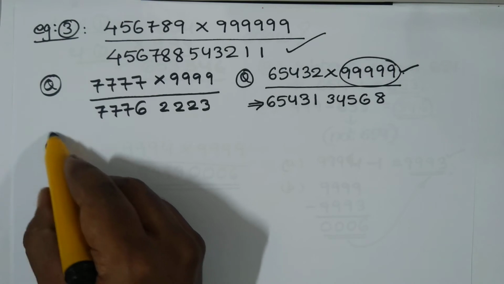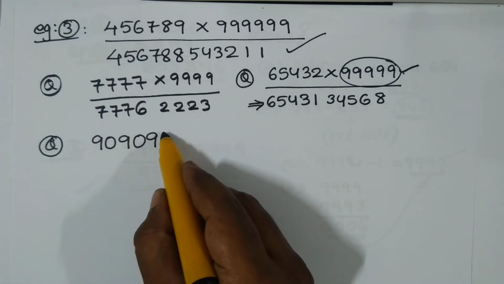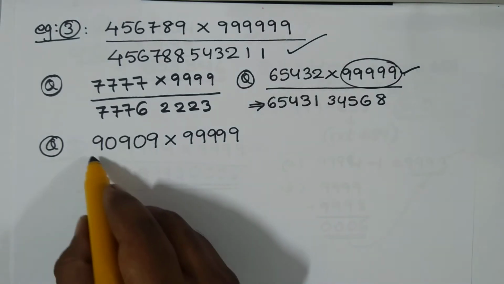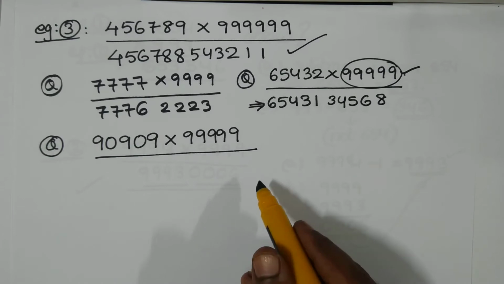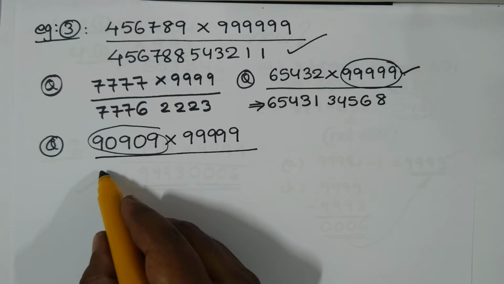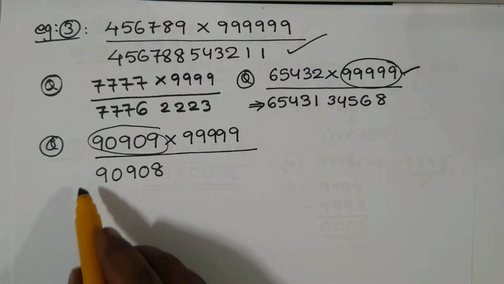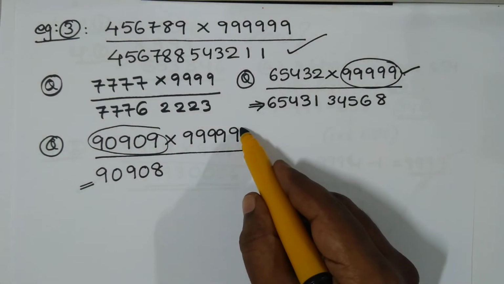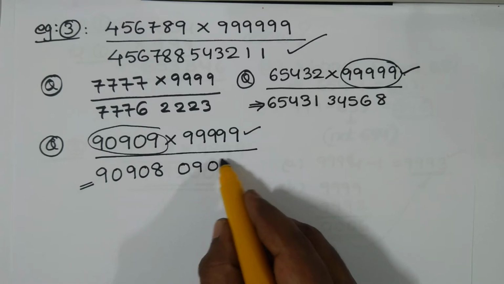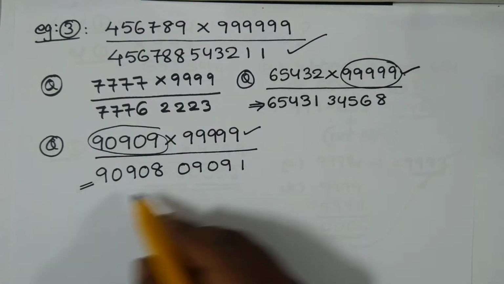Last example under case 1. So let's take 90909 multiplied by 5 nines. What we get? You subtract 1 from this multiplicand, 90908. Now you subtract this quantity from this multiplier, so what you get now? 09091. I hope you understood this one.